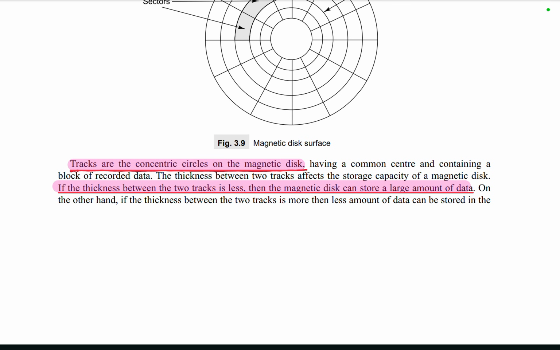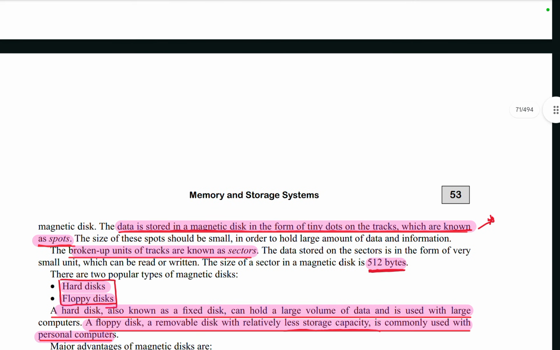Tracks are concentric circles on the magnetic disk. If the thickness between two tracks is less, the magnetic disk can store a larger amount of data. Data is stored in a magnetic disk in the form of tiny dots on the tracks, which are known as spots. Broken up units on the tracks are known as sectors. The size of a sector in a magnetic disk is 512 bytes.